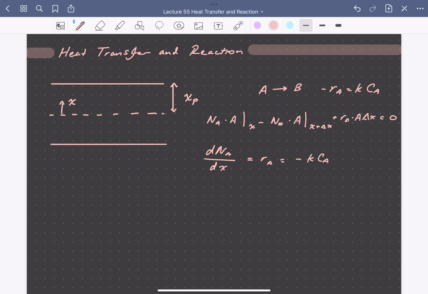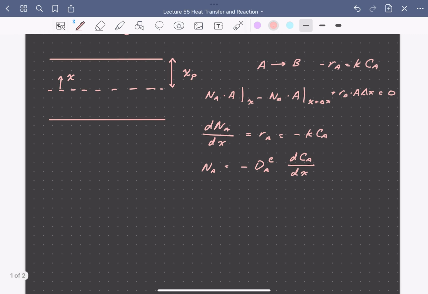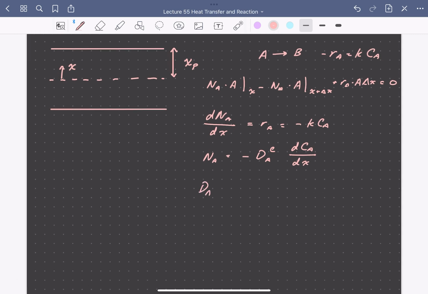We can write the flux of A, N_A, using Fick's first law. Here the effective diffusivity of A is used, since the entire cross-sectional area of the slab is not available for diffusion, and the pores through this material are not straight. Substituting this equation for our flux into the mole balance gives us this second order differential equation. So here our reaction rate constant k, and to a lesser extent the concentration and diffusivity, are functions of temperature that will couple this expression to our energy balance.